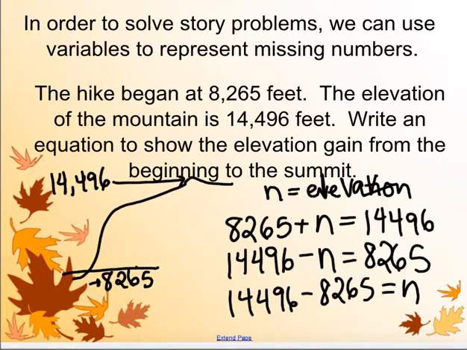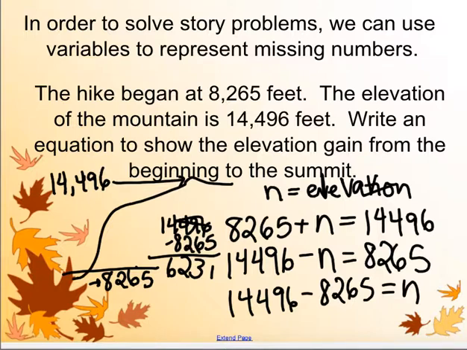And when you do that, it looks like you would have an elevation gain of, let's see, 14,496. We're going to take away 8,265. So we have a 1, a 3, 2, and 6. When you did that hike, it should be about 6,231 feet of elevation gain. So we're able to use addition and subtraction in these word problems to solve them, okay?